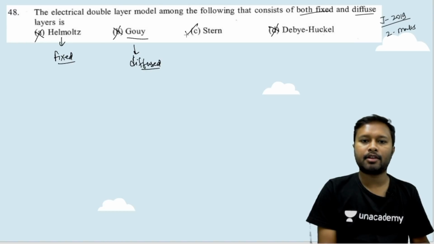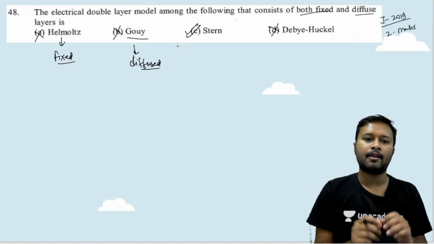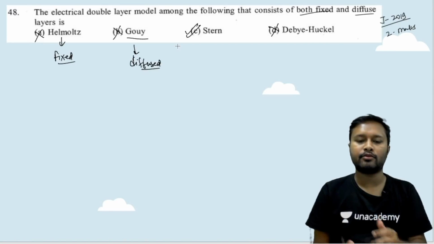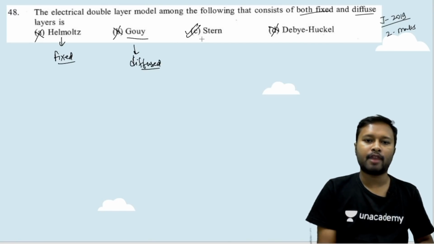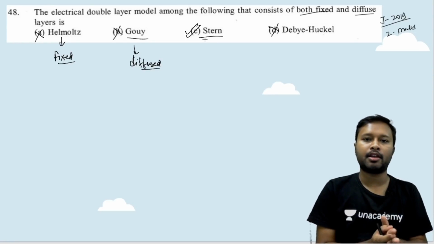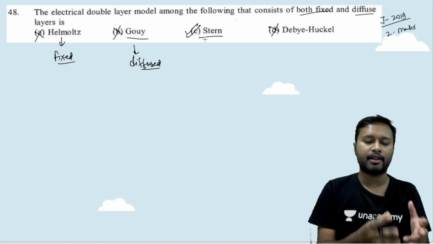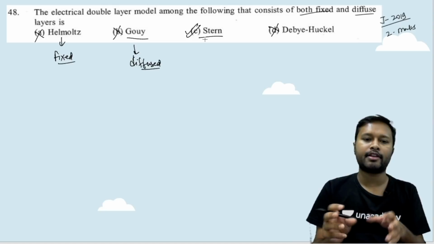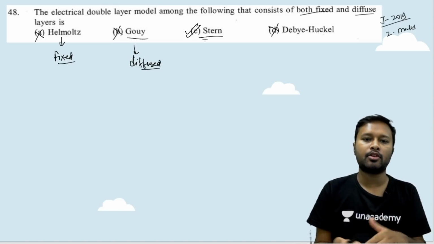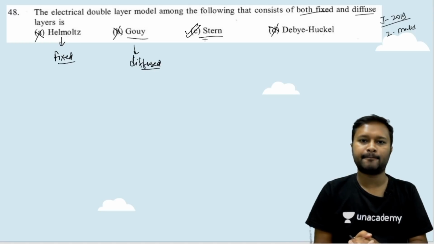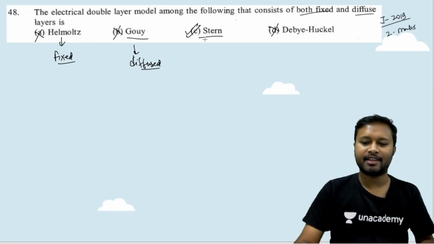The correct option is the Stern model, where both the fixed ions and the diffused ions are taken into consideration. So you have to study this Stern model and the electric double layer theory in detail. That is where you will get to know all these things. Okay, so I've just given you a brief introduction of what these models actually correspond to. But yes, the Stern model is the one which deals with both fixed and diffused layer. All right, so this is how you have to approach this question. Okay, so let's take the next one then.